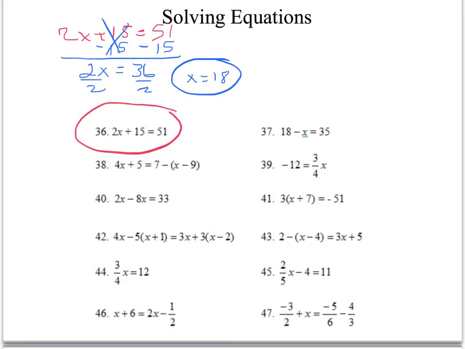Now 37 is a little bit different. You're going to subtract the 18, and then we have to isolate our x, so we're going to have to divide both sides by -1. So 37, you're going to subtract 18 and then divide by -1.